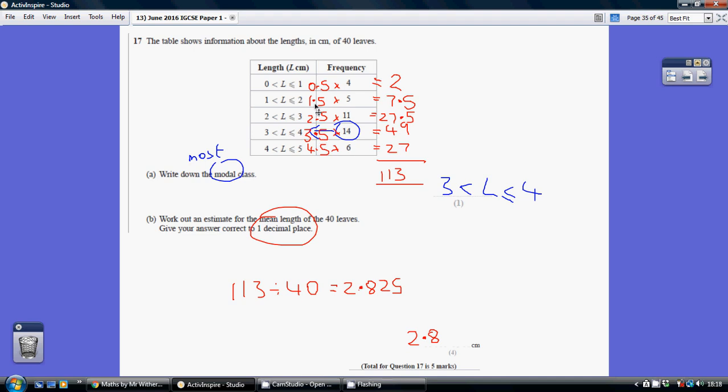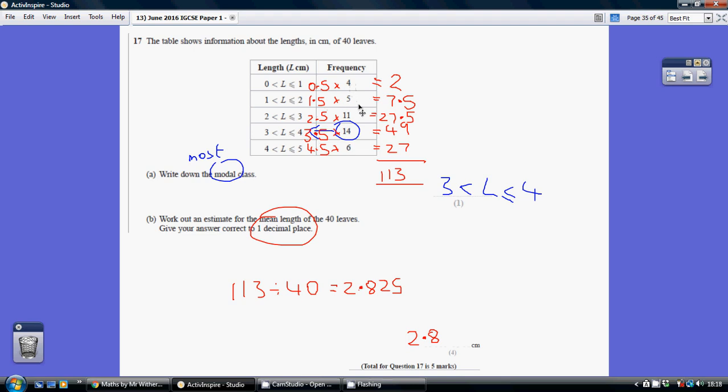So, from then onwards, we're going to assume these 4 leaves were exactly 0.5 centimeters long. These 5 leaves were exactly 1.5 centimeters long. So just imagine you put them all out in a row. How much length have we got here? Well, 4 were half a centimeter long. 4 times 0.5 is 2 centimeters. 5 were 1.5 centimeters each.